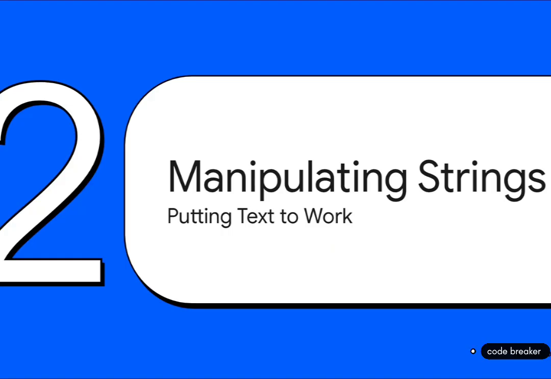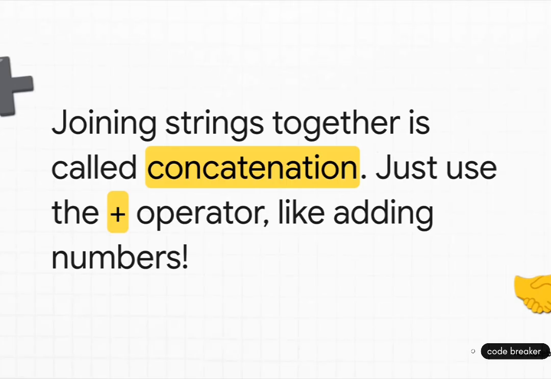So we can store text, but just storing it is kind of boring. The real magic happens when you start messing with these strings, when you actually put them to work. Let's see how that's done. First up, we have concatenation. Sounds fancy, right? All it means is smashing strings together. And you do it with this simple plus sign, just like adding numbers. If you take the string hello and add it to world, you get hello world.